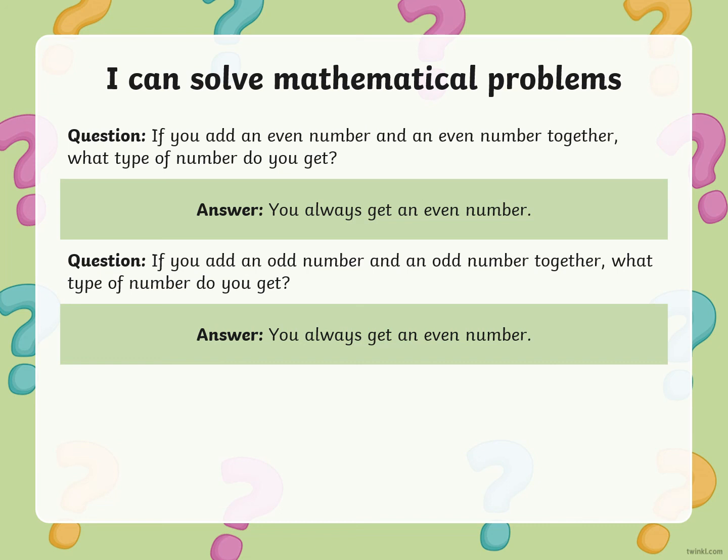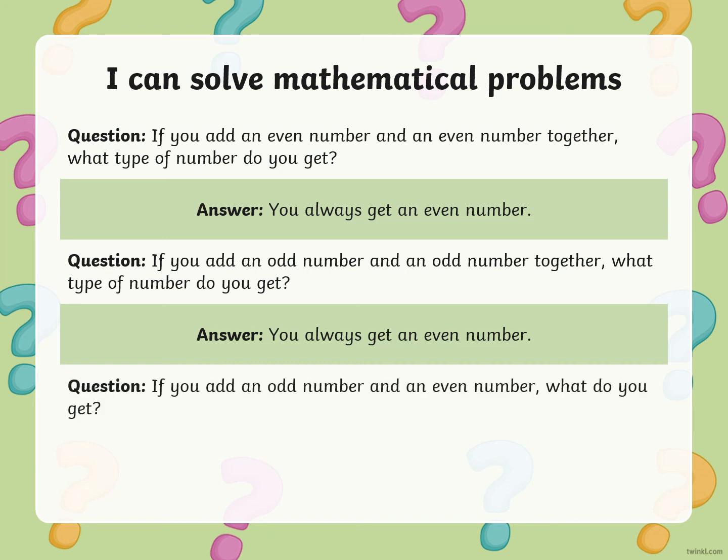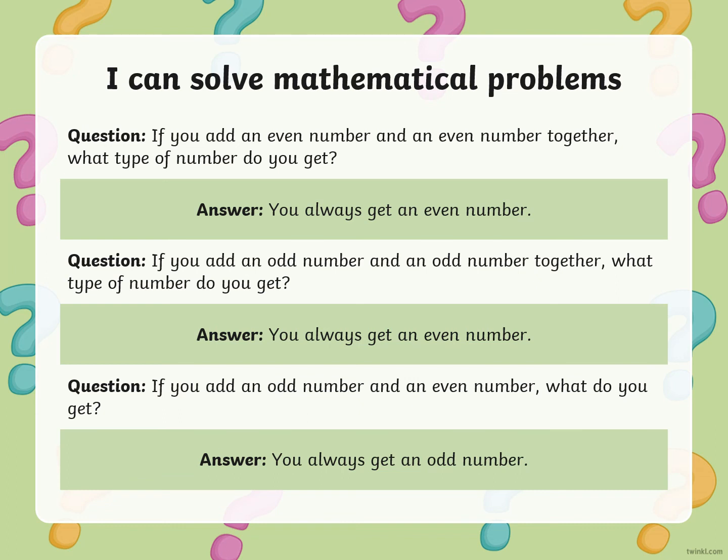The next question you can do as a chilli challenge if you would like to, but you don't have to do this one. Question 3. If you add an odd number and an even number, what do you get? Again, pause the video now, work out your answer and then come back. If you add an odd and an even number, you will always get an odd number.